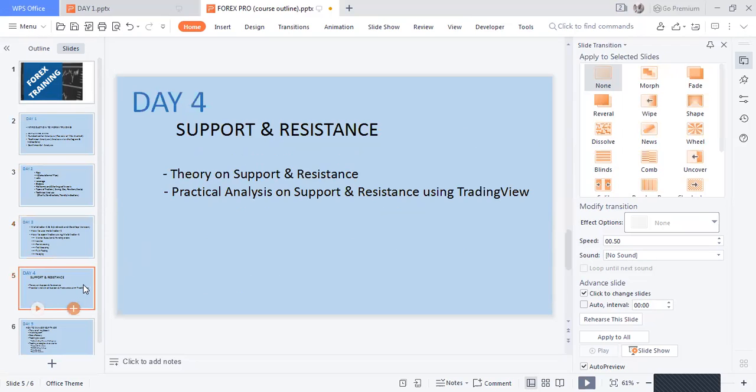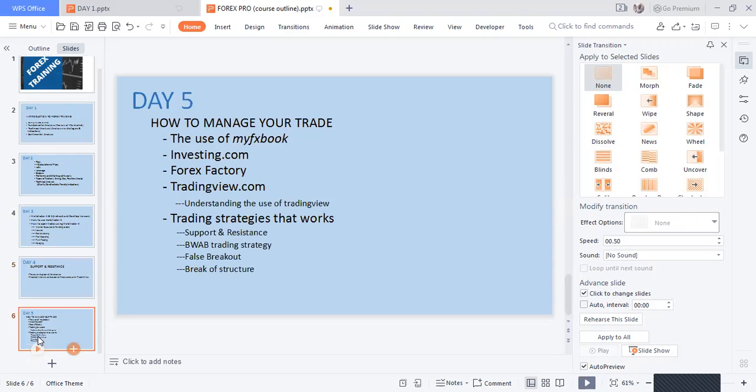Day 4, which is a wonderful day, will be on Thursday. I'll dive into support and resistance. We'll talk about the theoretical analysis and we'll then go into the technical analysis. That day, I will do practicals and we'll see live trading. We'll see how candles are working and all of that. Day 5 is basically trade management. We'll talk about news trading that day. I'll look into my FX book, investing.com, Forex Factory, TradingView. We'll look into all these throughout this period.